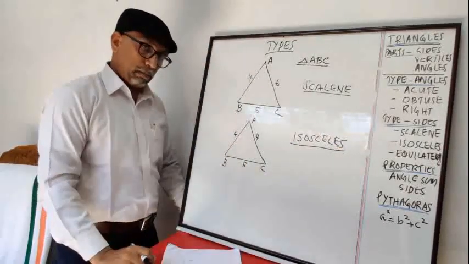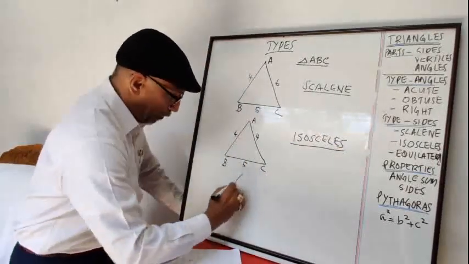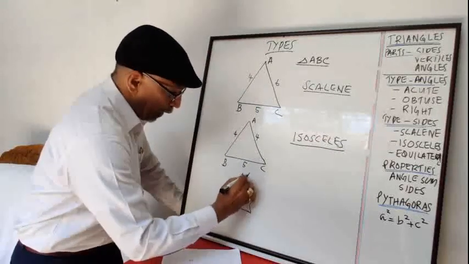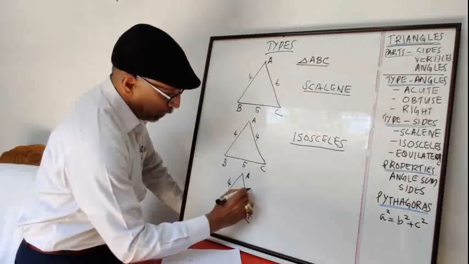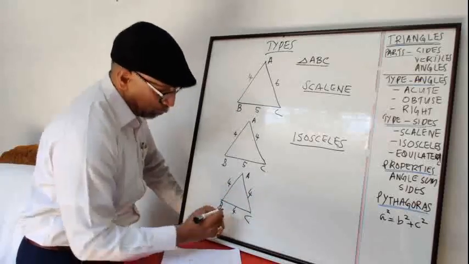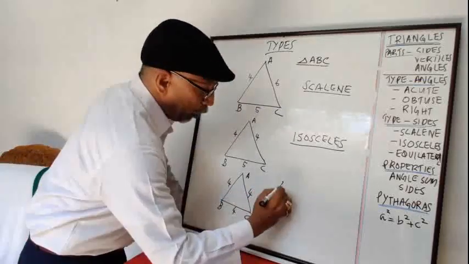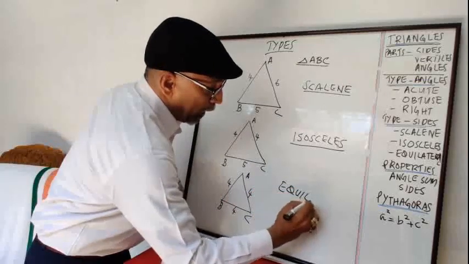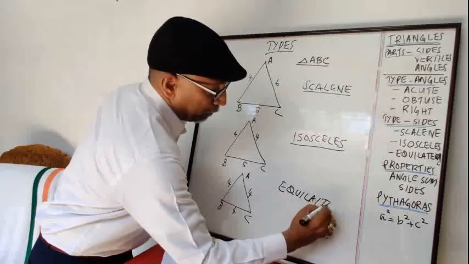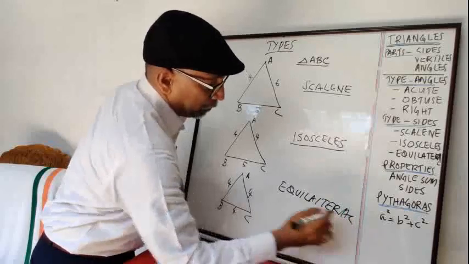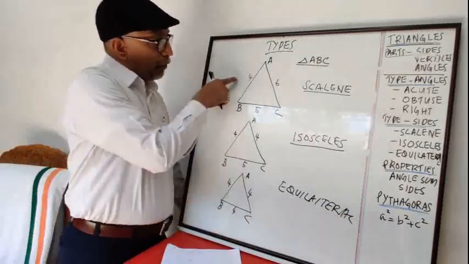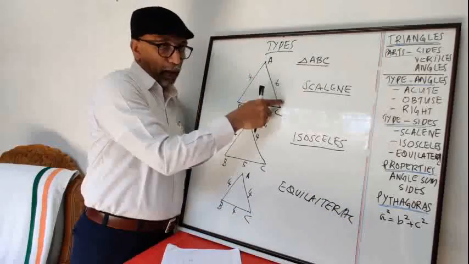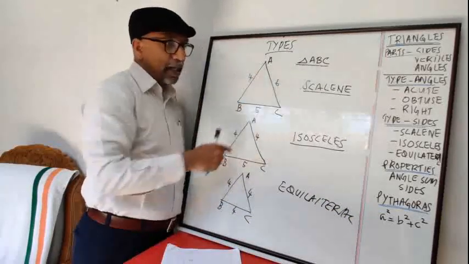Isosceles triangle. And now we have another type of triangle by looking at the sides A, B, C. If this is 4, and this is also 4, then we call it an equilateral triangle. Equilateral triangle. Now, if all three sides are different, we call it a scalene triangle.